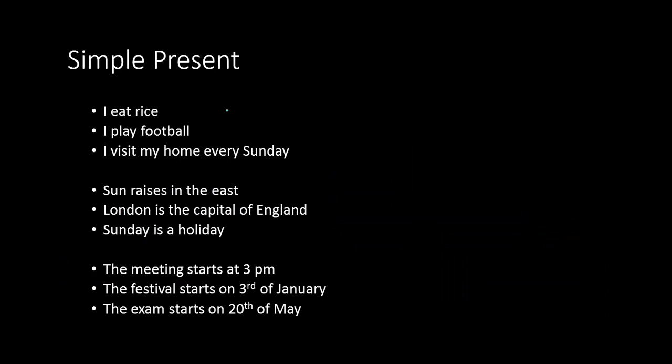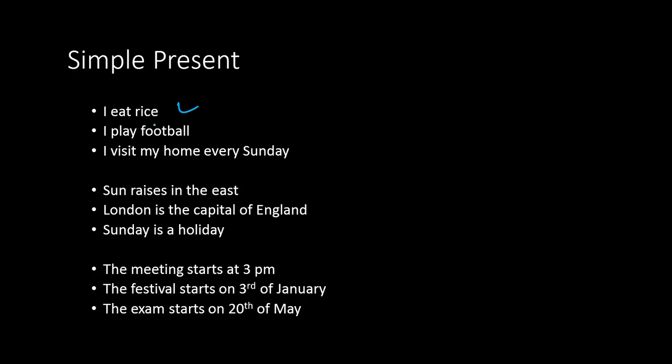Simple present is used when you do something on a regular basis, or something is a habit. For instance, I eat rice. That means I usually eat rice. Okay, I play football. I usually play football. So that's something, a habit. You do it on a regular basis. You have been doing it. You are currently doing it. You will also be doing it in future. So a habit is written or spoken in the simple present form.